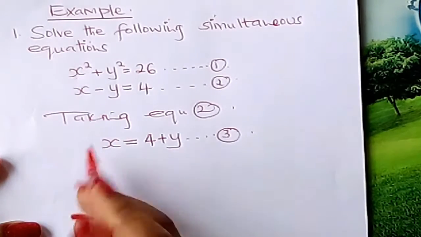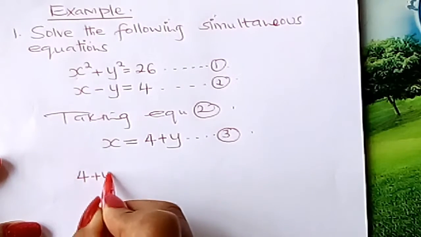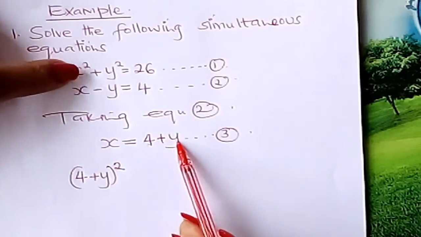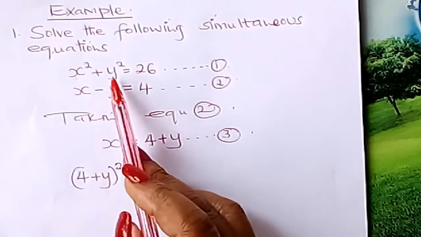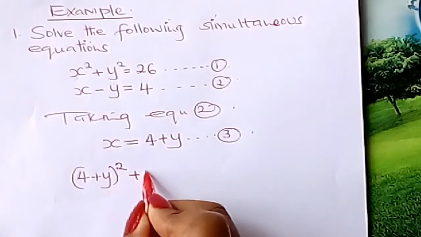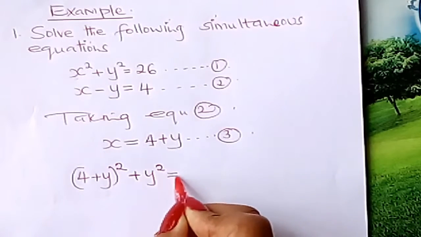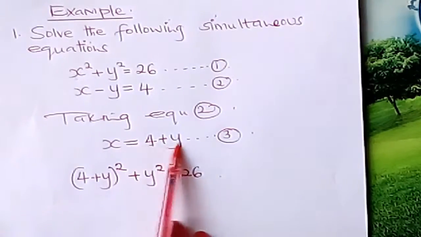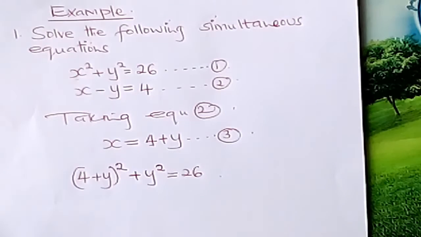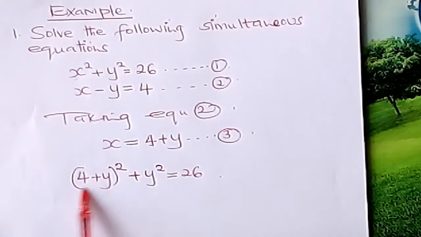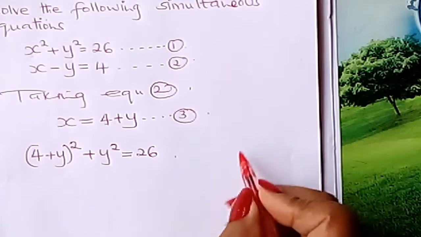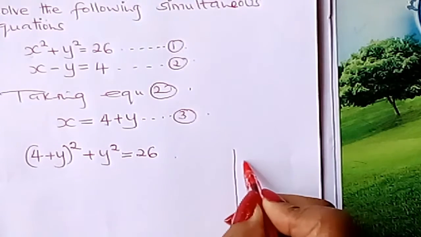Fix it here. So you come and say (4 plus y) squared. Remember your x is squared, so you also square this. (4 plus y) squared, then you continue, plus y squared is equal to 26. I hope you've got that. Substitute this in the first equation. Then expand this, learner. Remove the brackets. You can either remove the brackets completely or you can use this method here.